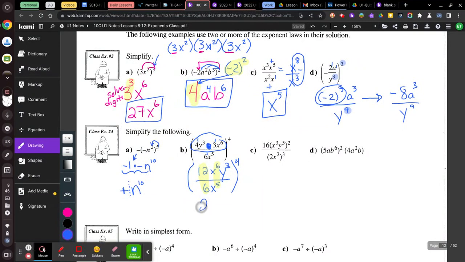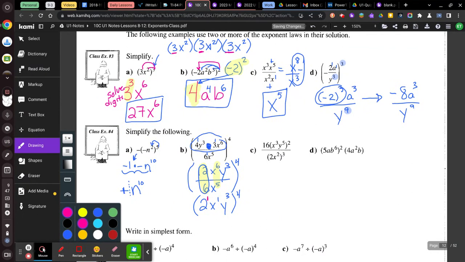So this is going to give me 2. That's my 12 and my 6. X exponent 1, because 6 subtract 5. Y to the 3. Now exponent 4. So now I can put a hidden 1 on my 2. So my 2 has a hidden 1 now. And now I can multiply that 4 in.